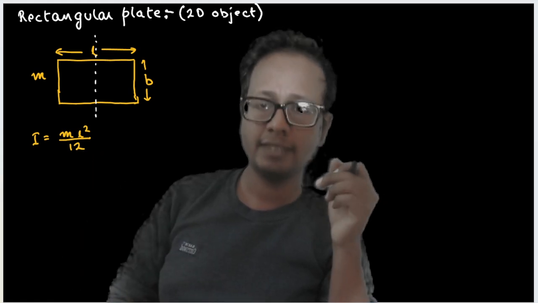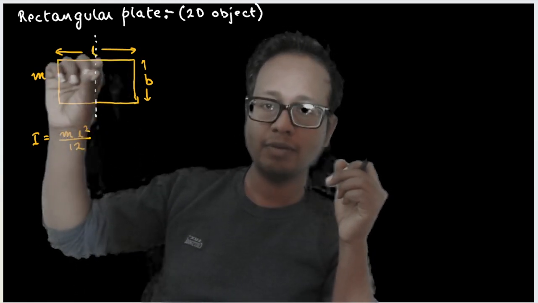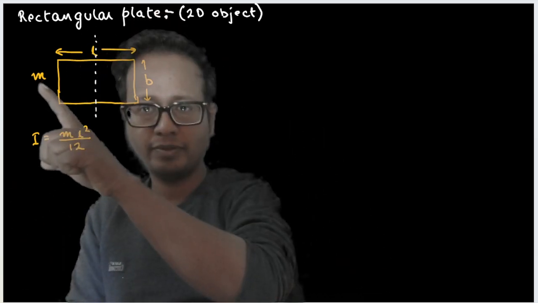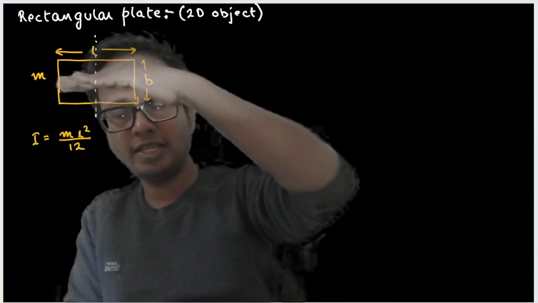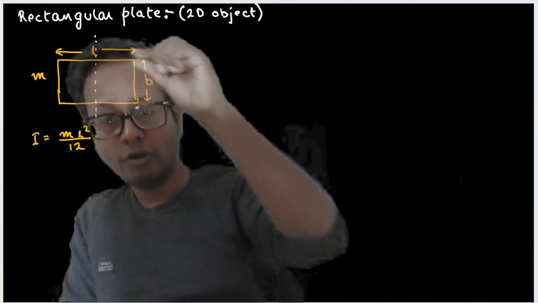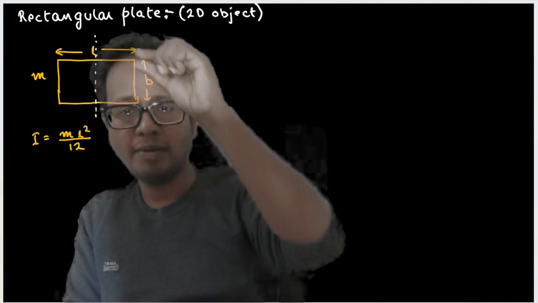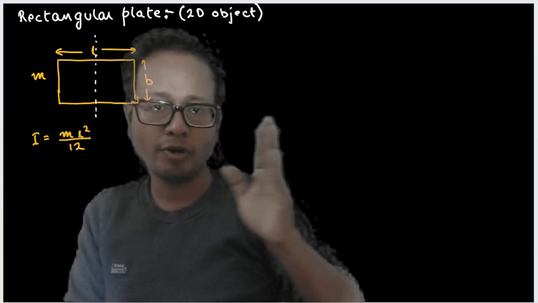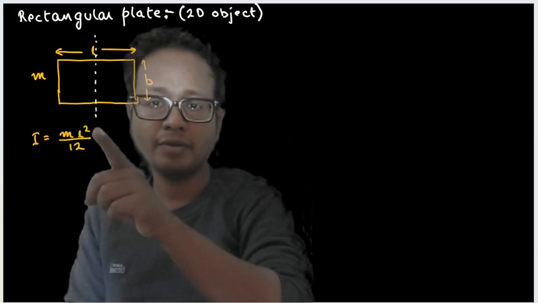Why is that? See, suppose this entire rectangular plate is of mass m. Now divide this mass m into very thin sticks. What is the moment of inertia of each of these thin sticks? Elemental mass into L square by 12, isn't it? And if you add all those moments of inertia, you'll get nothing but m into L square by 12.